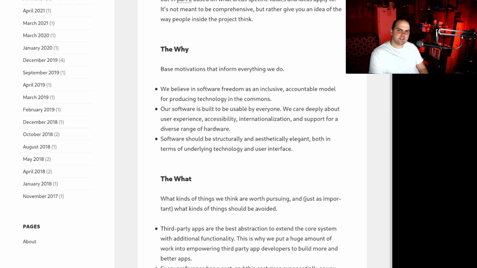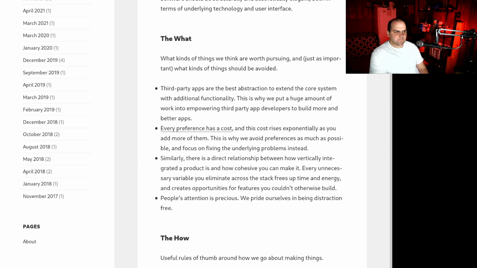I don't know. I'm not really that practiced of a developer to be able to really tell you if there's any benefit to JavaScript in Gnome. But I would think that just GTK and C or C++ would be more than enough. And then we come to probably the most controversial opinions that he posts here, where it comes to the what, which is, these are the things that we think are worth pursuing. And just as important, the kinds of things that should be avoided.